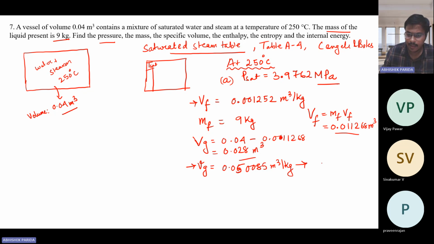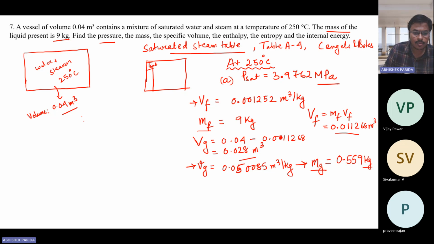So can we calculate mg then? Of course we can do. We have to just divide them. Weight divided by 0.050085. I am getting 0.559 kg. Am I right? Is this what you are getting as the mass of the gas? Yes, sir. Okay. So once that is done, you have both MF and Mg.